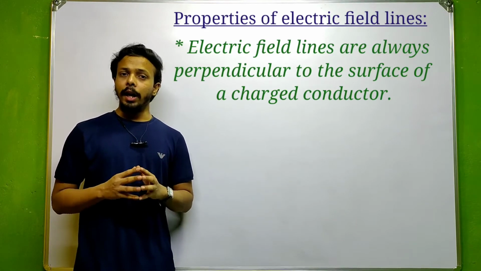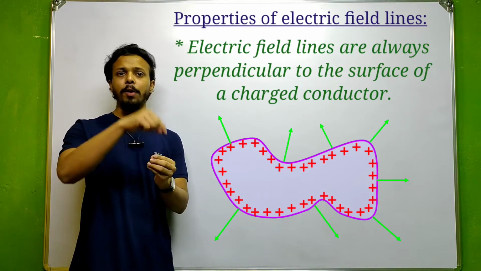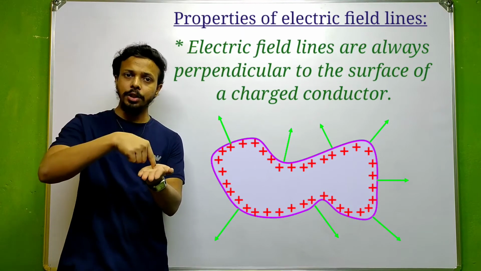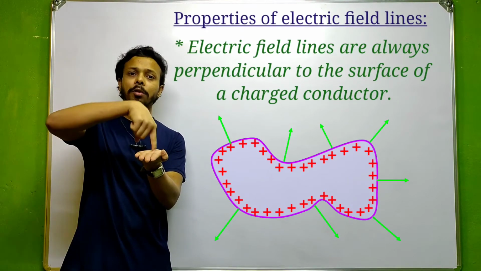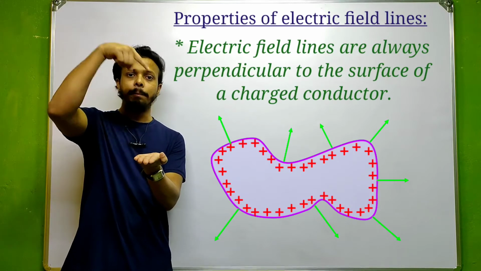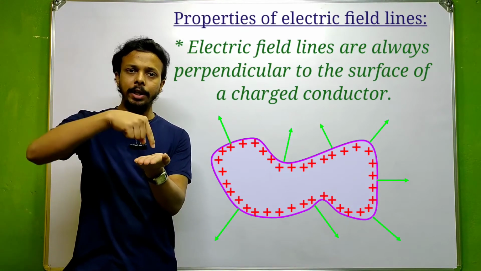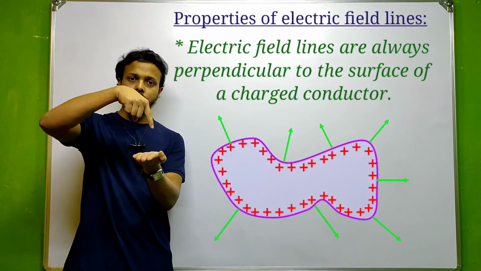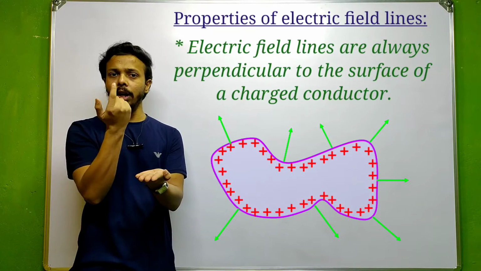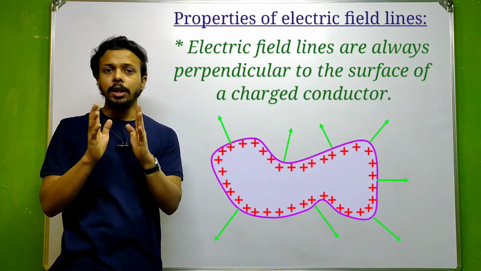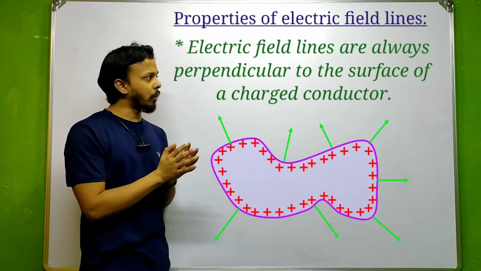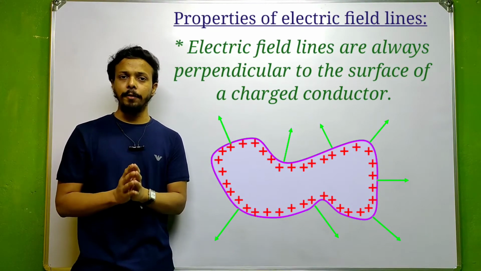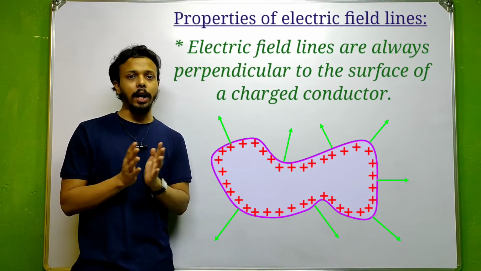As we all know, electric field lines start from a positive charge and terminate at a negative charge. As they start from a positive charge, they always start perpendicular to the surface, like this. If you talk about termination at the negative charge, then the electric field lines come perpendicular to the surface of the charged conductor. So electric field lines are always perpendicular to the surface of a charged conductor.